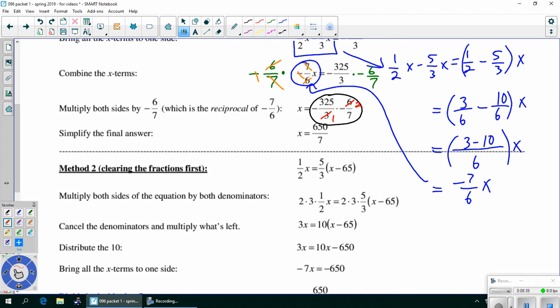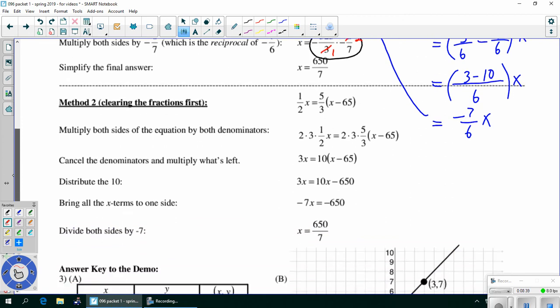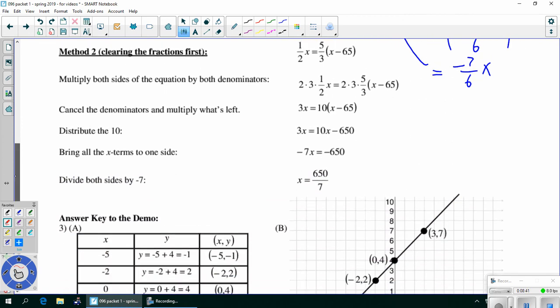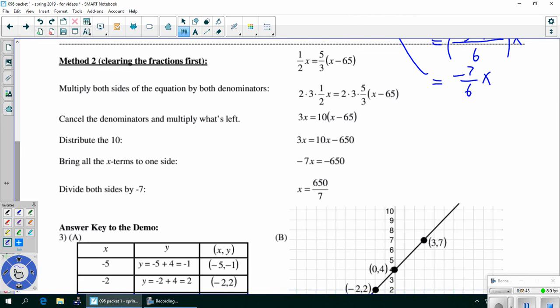But let me give you an alternative, which personally I think is a whole heck of a lot easier than what we just did up above. The reason the technique we used above was complicated is because we immediately took this 5/3 and distributed it. We made more fractions, and we also had that 1/2 fraction to deal with. Let's get rid of all the fractions from the get-go.